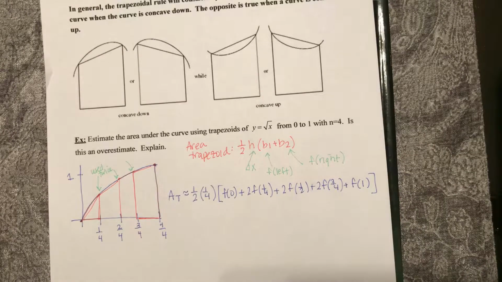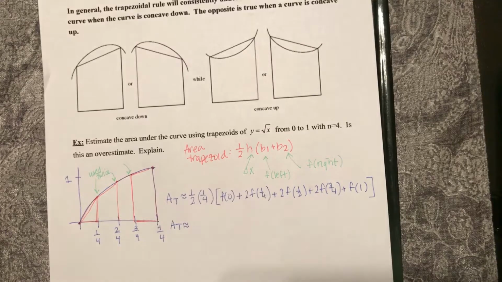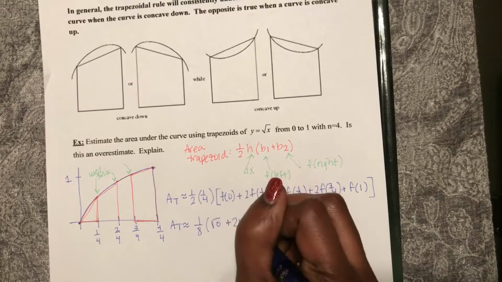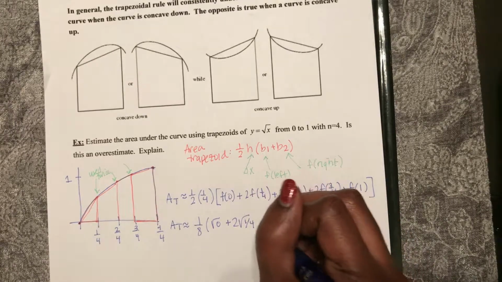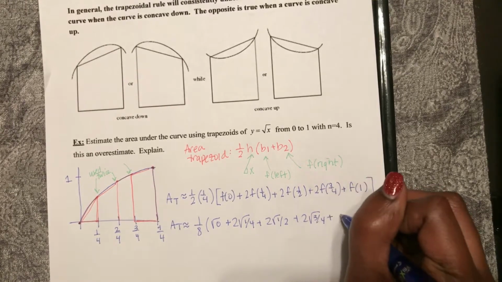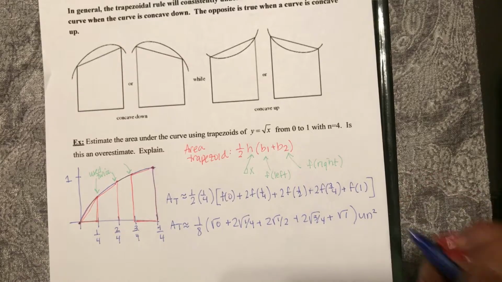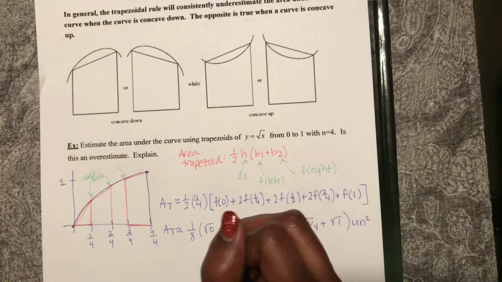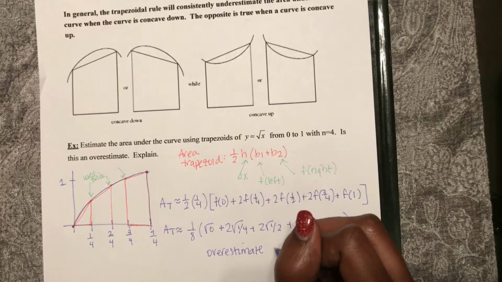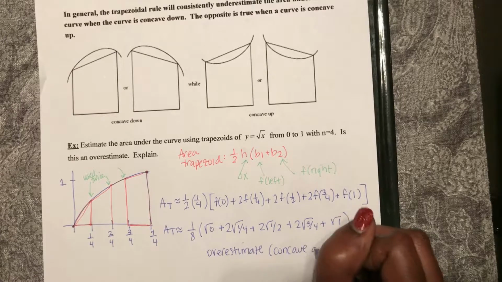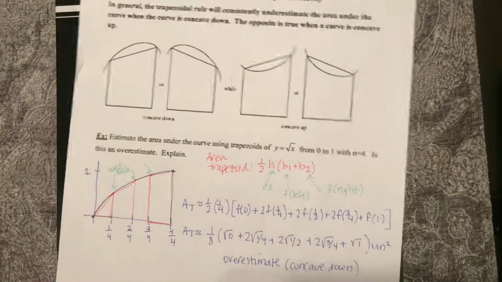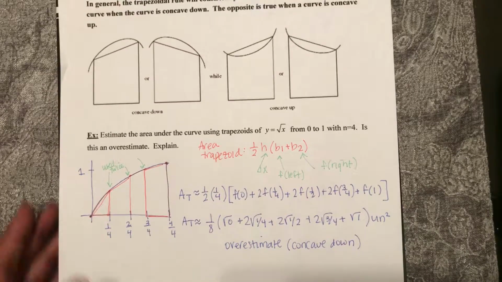So now that I have that set up, my approximate area using trapezoids is 1/8 times square root 0 plus 2 square root 1/4 plus 2 square root 1/2 plus 2 square root 3/4 plus square root 1 units squared. Now this is going to be an overestimate because our curve is concave down. So we can use rectangles or trapezoids to approximate area under a curve.